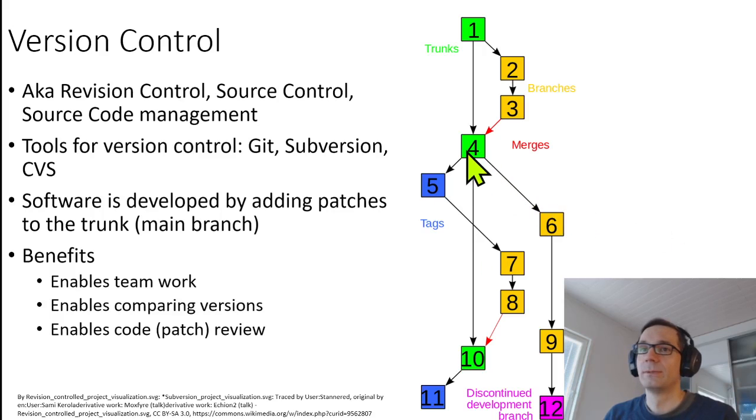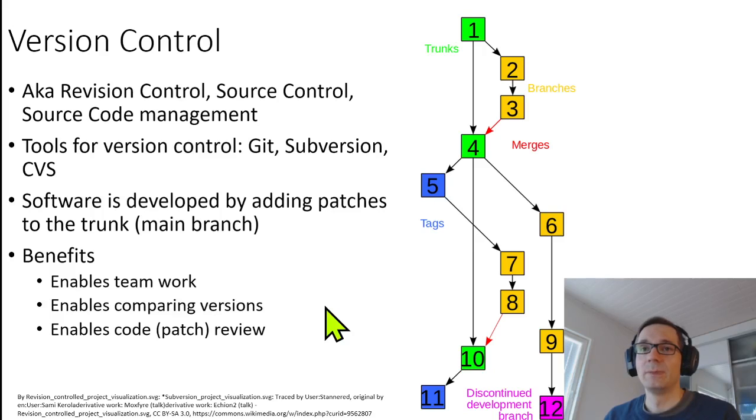And it is also possible to have branches that are discontinued. Maybe it led to nowhere or ended up in disaster, or maybe the branch from 6 and 9 and 12 was some company-specific branch, and then the company decided they were no longer going to maintain it, and they jump back to here, discarding all the changes made in this branch that was not the main branch, so it was not in the trunk.